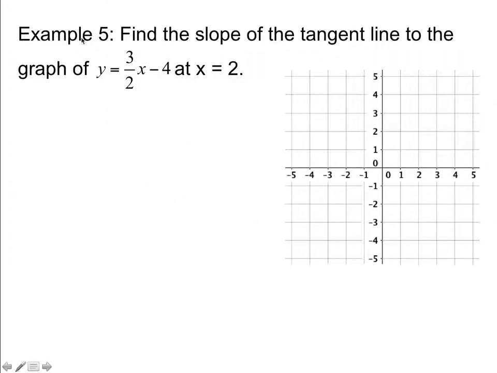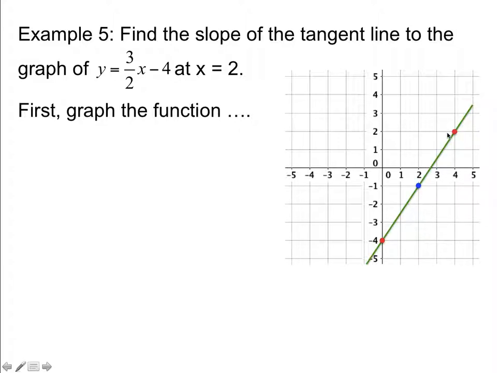So for example 5 here, let's find the slope of the tangent line. This is a trick question, to the graph of y equals 3/2 x minus 4 at x equals 2. Let's first get a picture of what that looks like. When we graph it, we know we have an intercept of minus 4, and a slope of up 3, right 2. So we start here, go up 3 and right 2, and do it again. There's our function. So the question is, what is the slope of our tangent line right here?